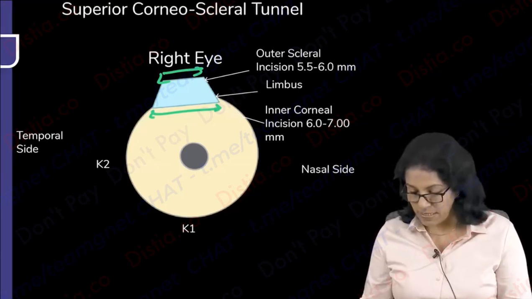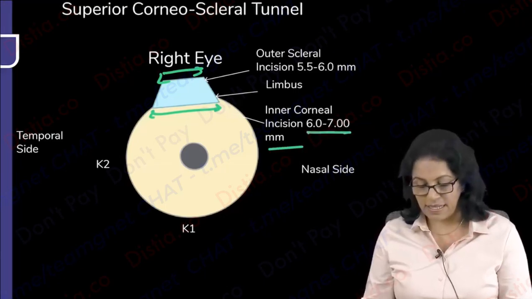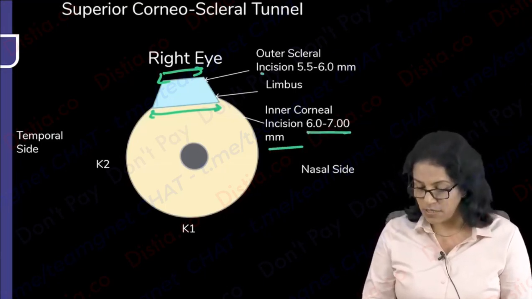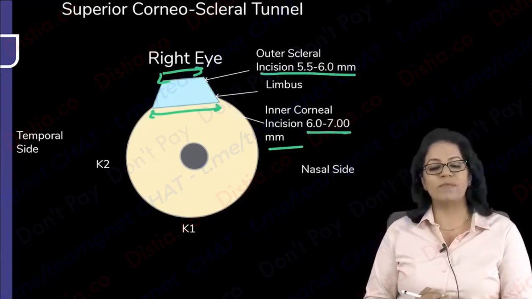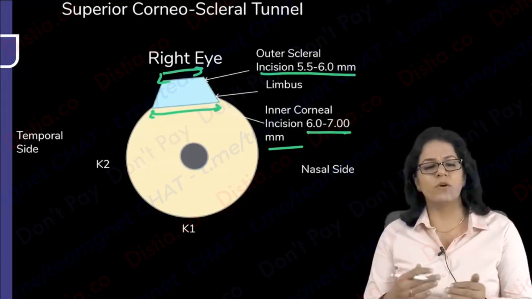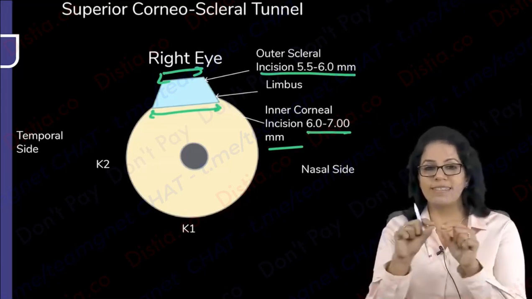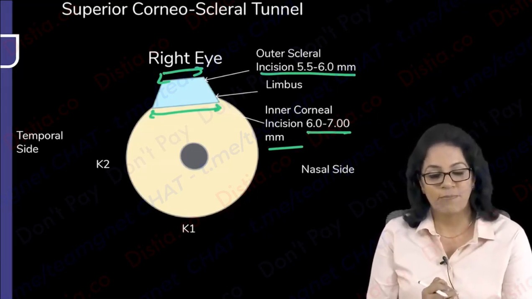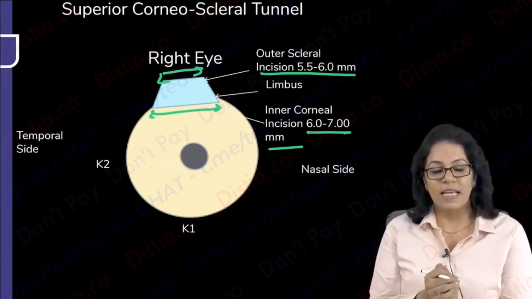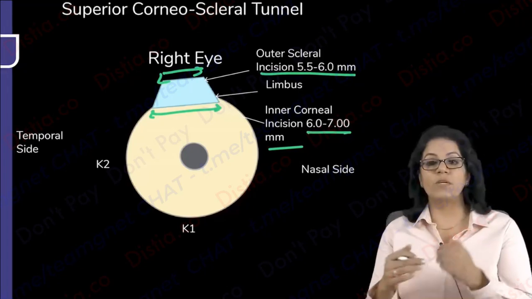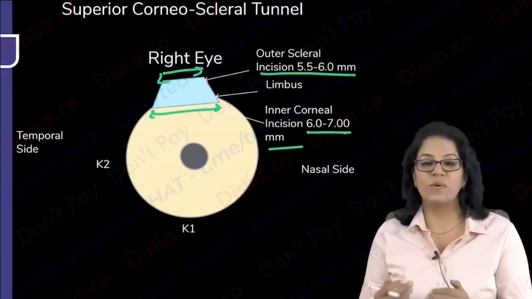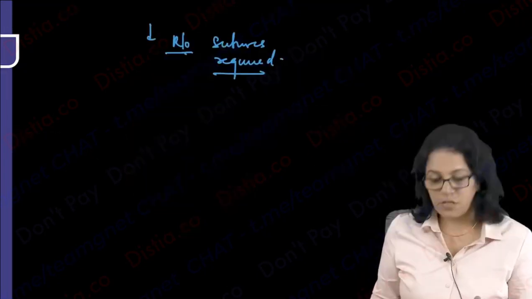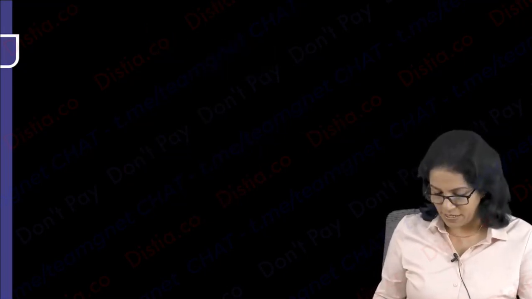Correct? So maybe from inside it becomes 6 to 7 millimeter, the inner corneal incision, but the outer scleral incision is only 5.5 to 6 millimeter. You don't have to learn all the millimeters, except that the outer incision length is important, right? So this was SICS. Now the incision length you have to learn is for phacoemulsification. This was your exam question. So next is your phacoemulsification.